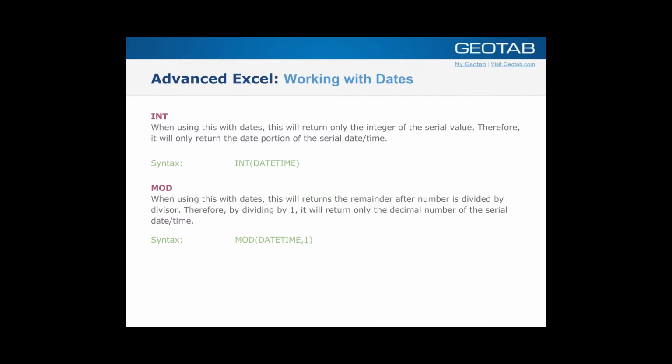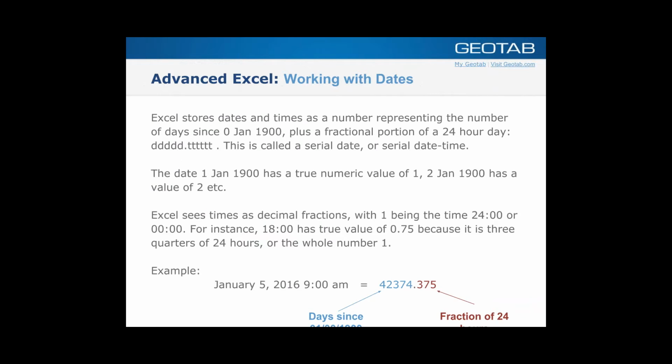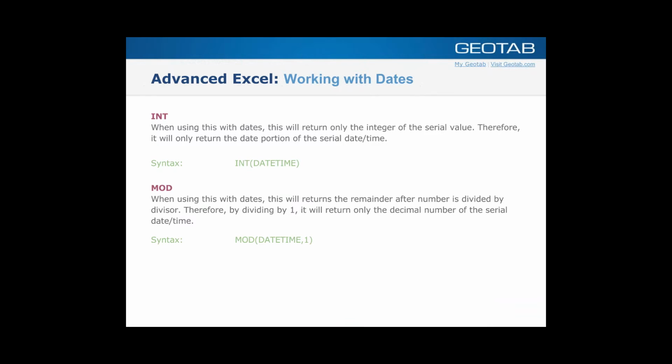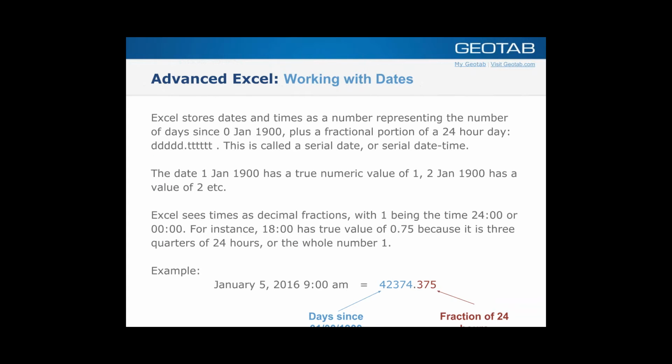Whereas the MOD formula, that's actually where I'm going to get just the time, so it's going to disregard the date. So it'll return the remainder after the number is divided by the divisor. So by dividing it by 1, it will return only the decimal portion of the serial date and time. If we go back to this example, if I were to say equals MOD, and then I choose the cell that has the date in here, and then the addition to this one is I've got a comma and my divisor. So my divisor would be 1. So what would result with this is the number value would actually be 0.375. So you can see the difference there.